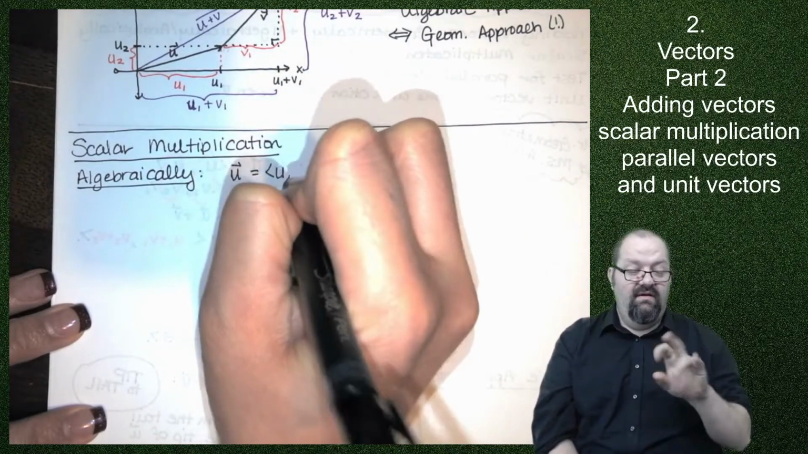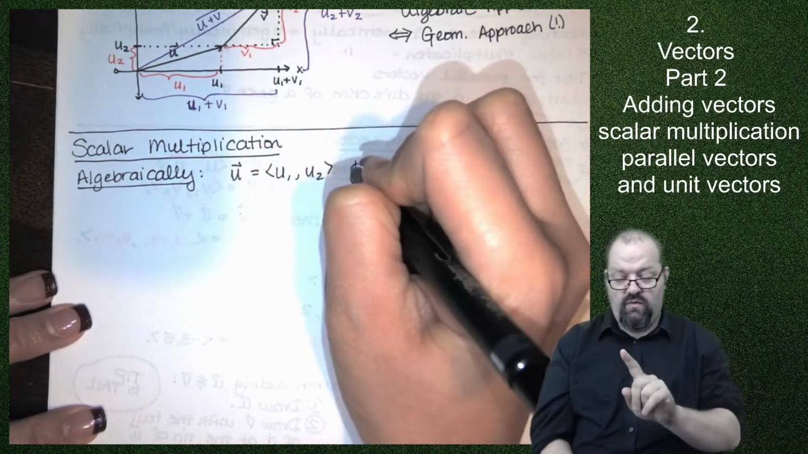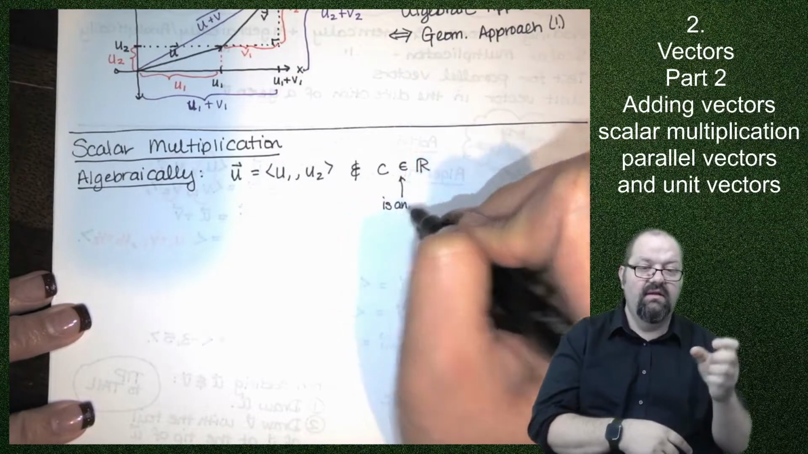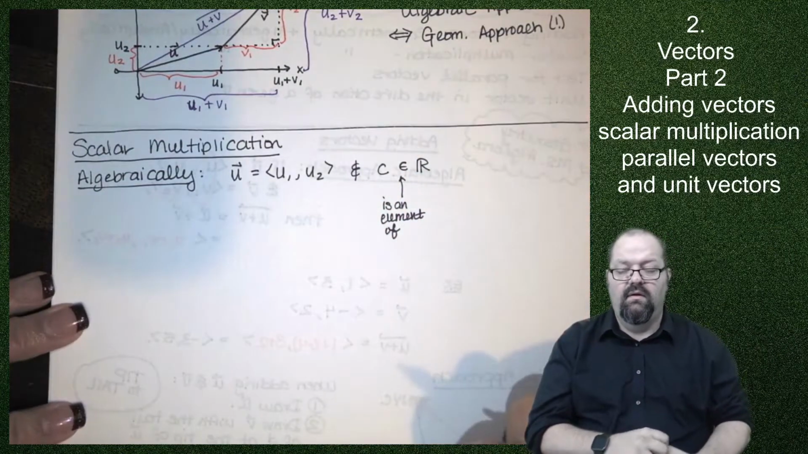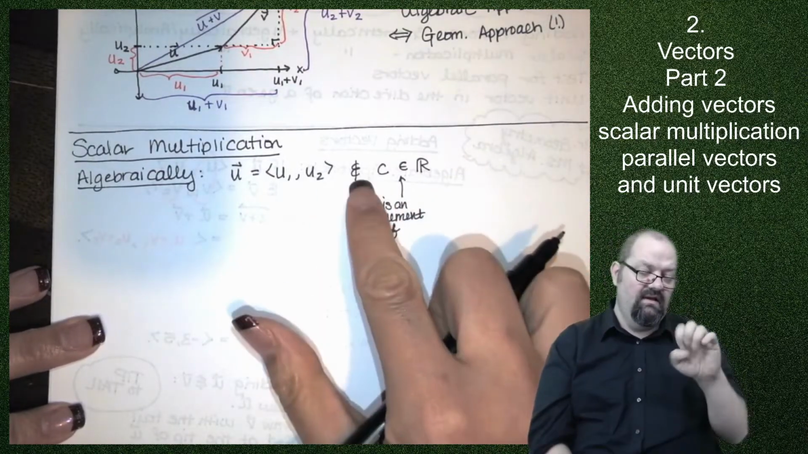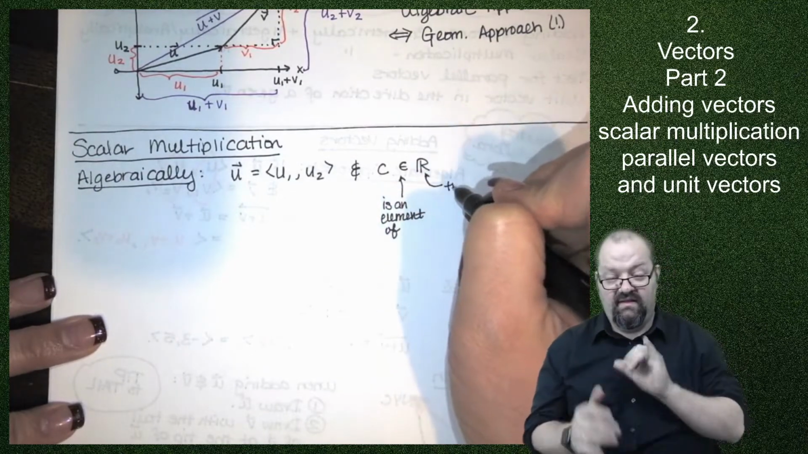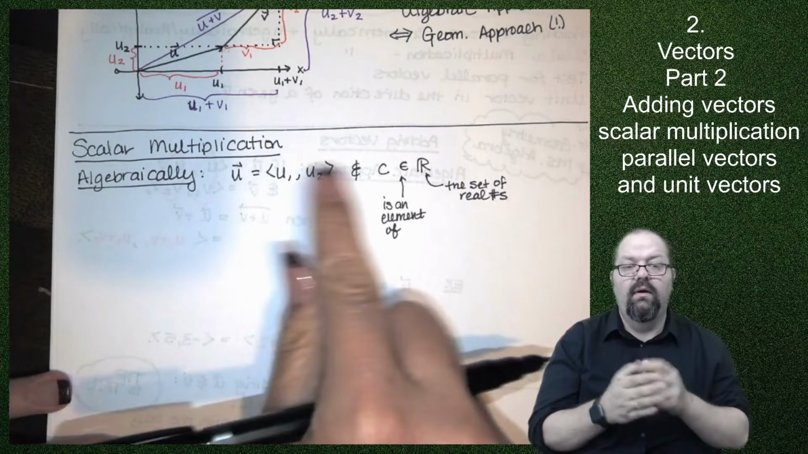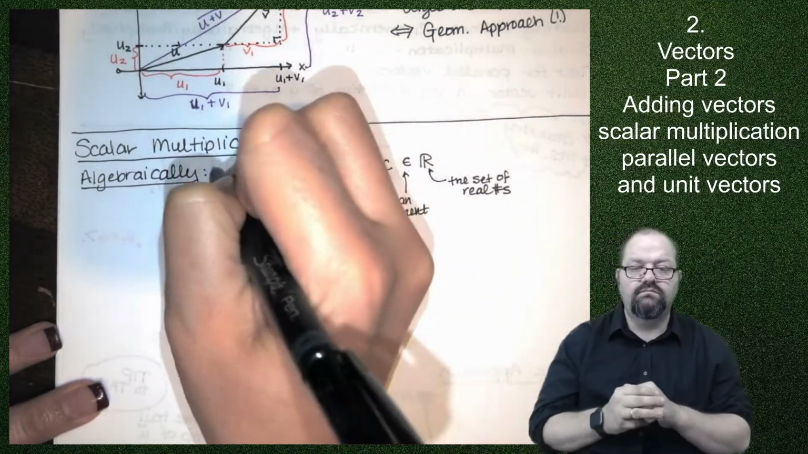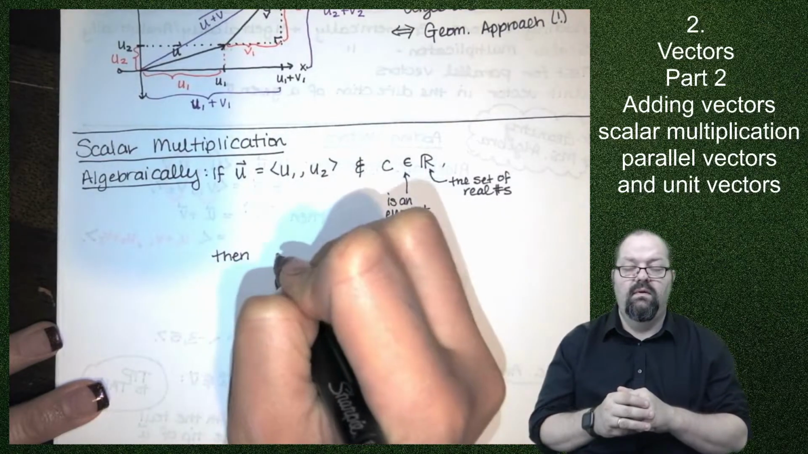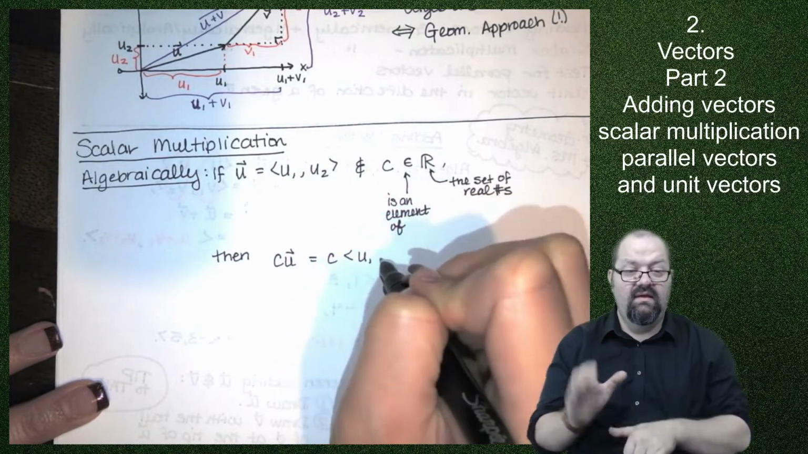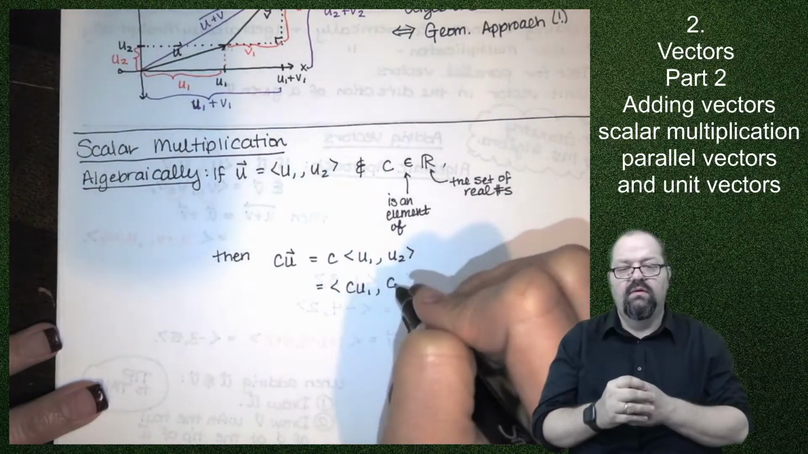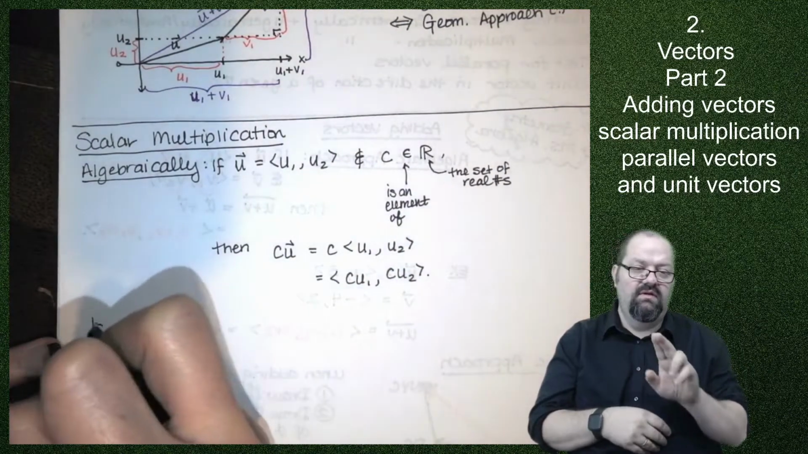If my vector u has components u1 and u2, and c is a real number, this little e means is an element of, it's actually kind of an epsilon, I think. Or you might say this c is in this set over here, and that set is the set of real numbers. The R with the double bars is the reals. So if u equals this, and c is just a real number, then c times u is probably exactly what you expect. You just multiply that scalar through. It's like distribution. Do c times u1, that's the new x component, and c times u2, that's the new y component. So this is easy breezy.